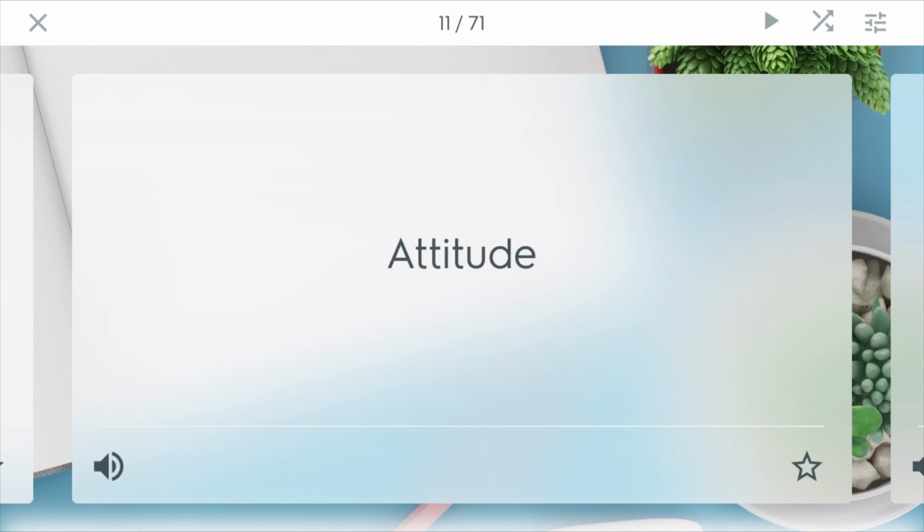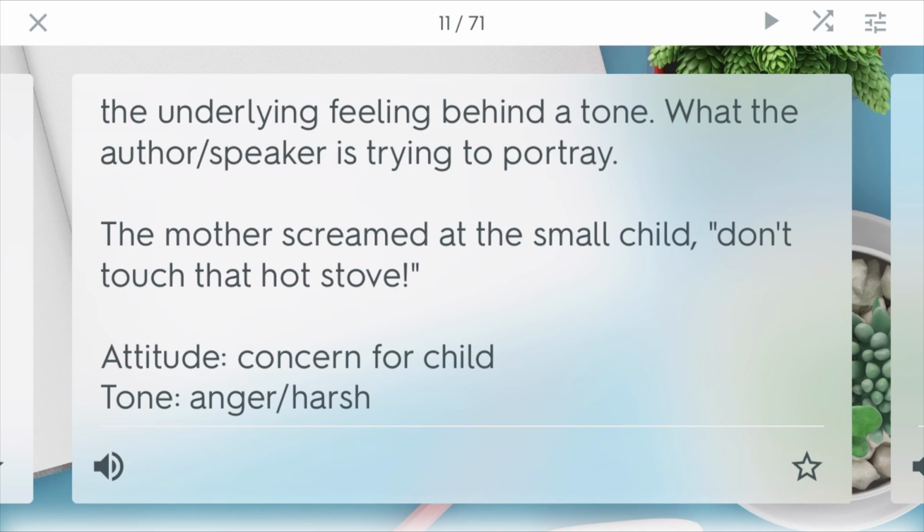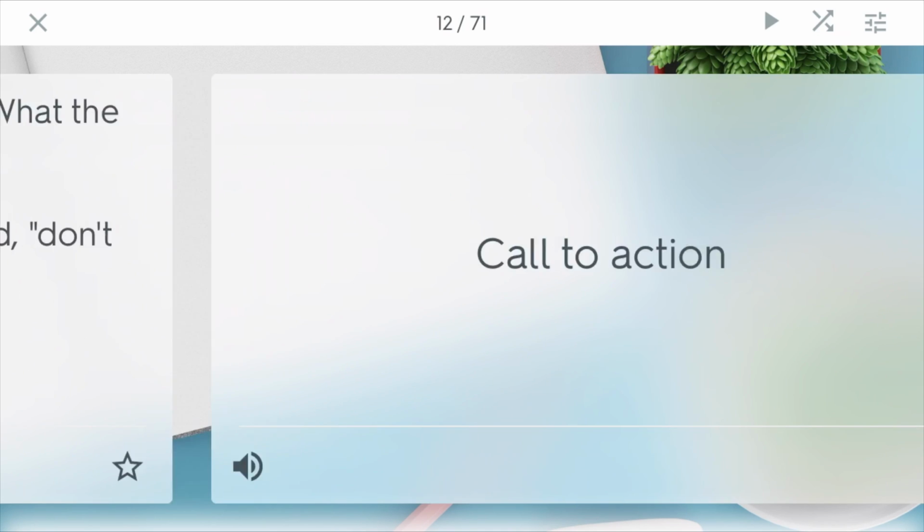Attitude is the underlying feeling behind a tone. It's what the author or speaker is trying to portray. When the mother screamed at the small child, "Don't touch that hot stove," the attitude is out of concern for a child, even though the tone might sound of anger or harshness.